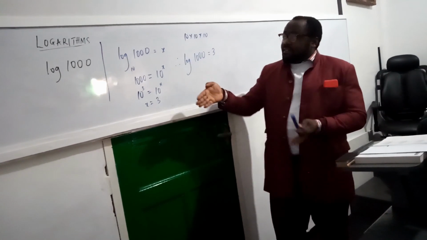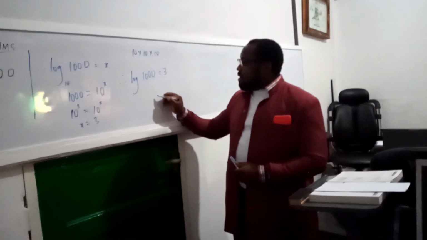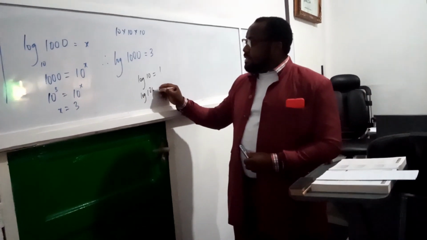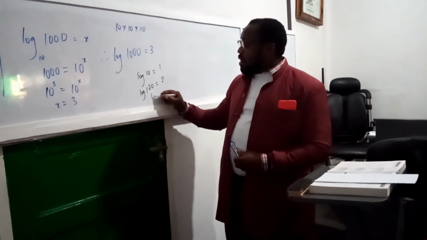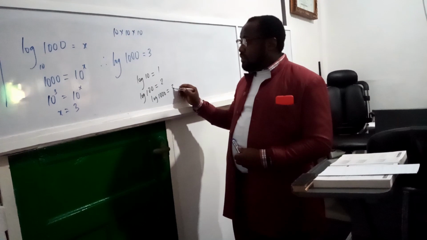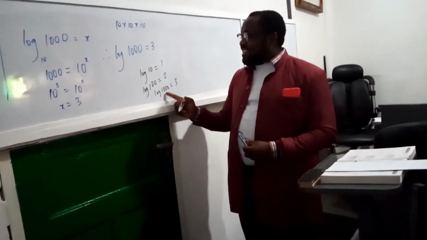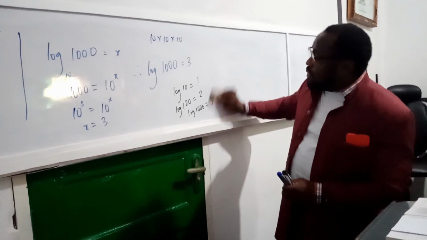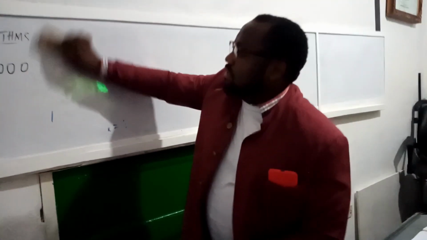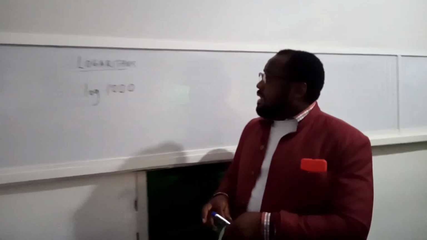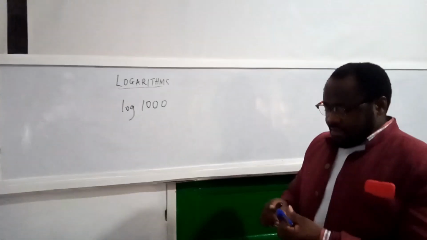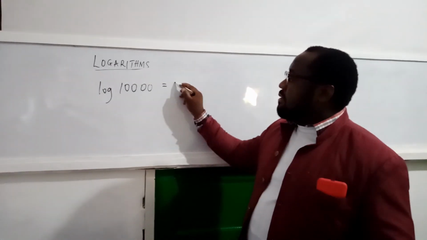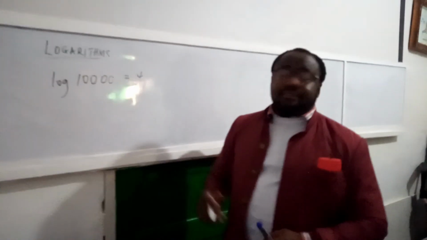So now, if you can remember what we did before, we said log 10 is equal to 1. Log 100 is equal to 2. Log 1,000 is equal to 3. Now, if you check the number of zeros, you should get an idea of your answer. So, with this in mind, if I give you log 10,000, what is the answer? If you solve it, you will get 4.